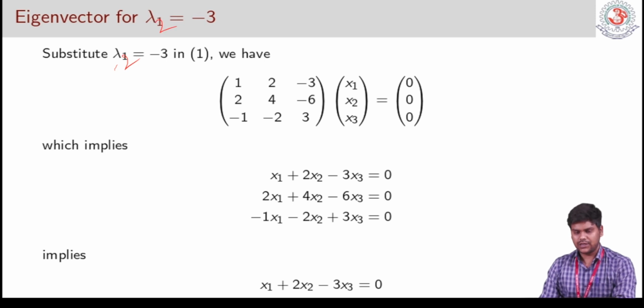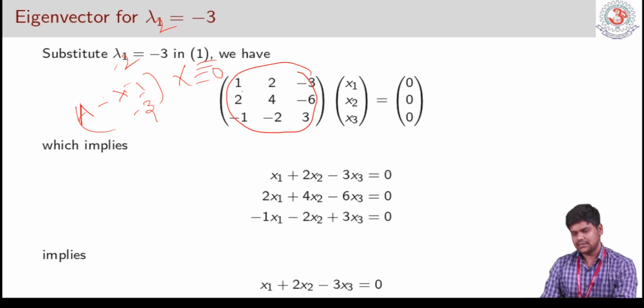So lambda 2 equal to minus 3. Substitute lambda equal to minus 3 into (A minus lambda I) x equal to 0. So that is our first equation. If we substitute lambda equal to minus 3, we'll get this matrix. From this matrix, take the first row and the column vector, multiply, and we'll get this equation. Multiply the second row and the column vector, we'll get this equation. Multiply the third row and this column vector, we'll get this equation.